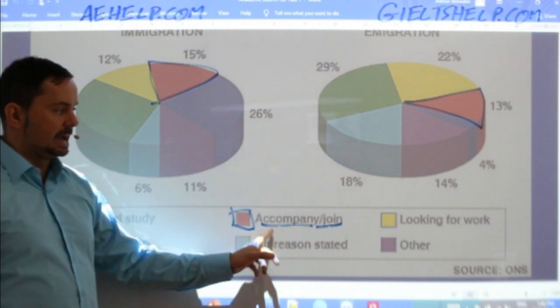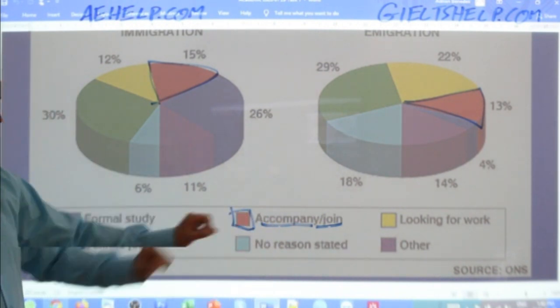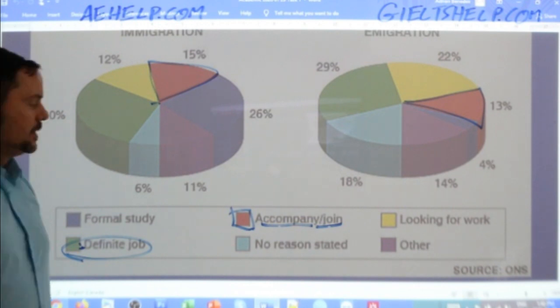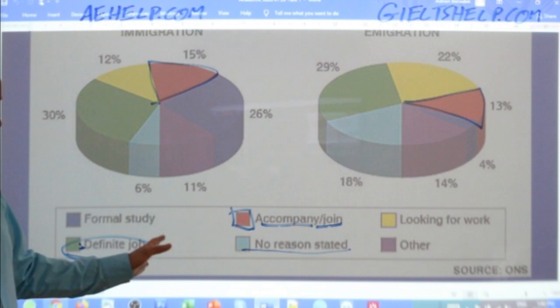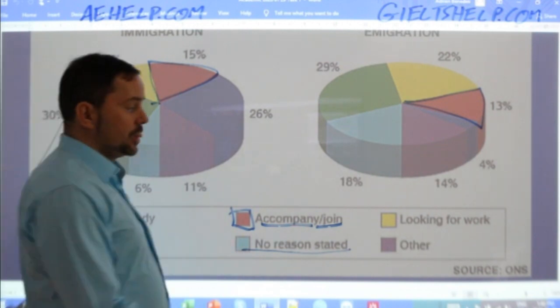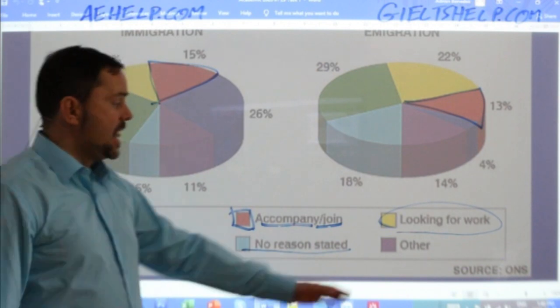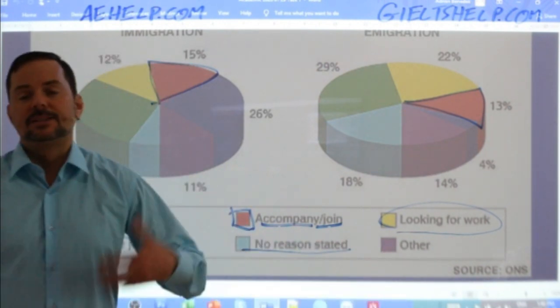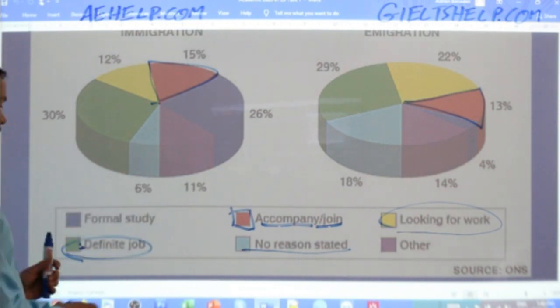Careful about that, okay? Again, make sure you're clear on this information before you start writing sentences. Okay, then we have no reason stated. So the people interviewed didn't answer that question. Looking for work, which is yellow, and then other, which is purple, meaning that it's another reason. All right, so altogether 6 different reasons.